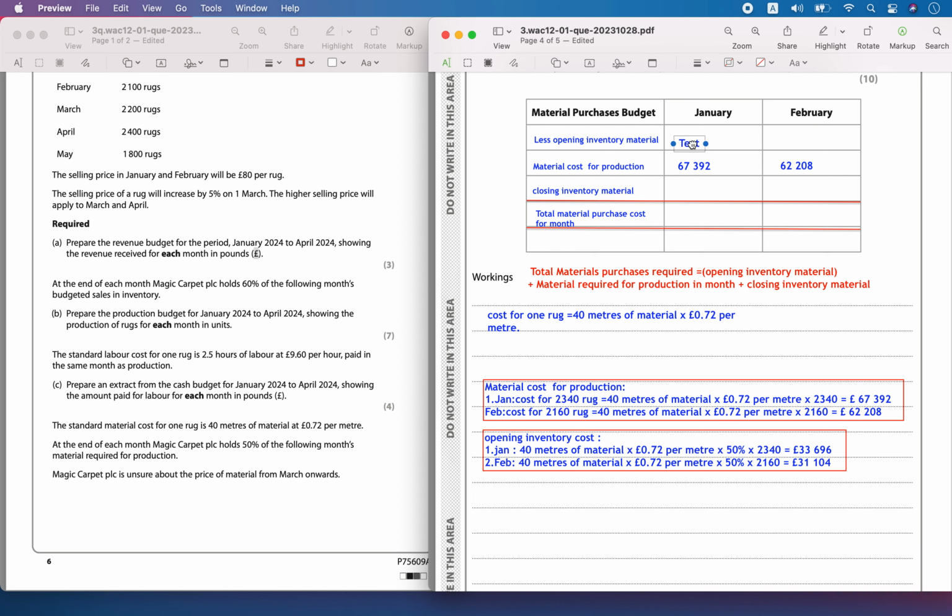So let's fill it up here. First one is negative 33696. And for February it is negative 31104. This has to be subtracted. Now the next one is the closing inventory. Now let's prepare the closing inventory cost.